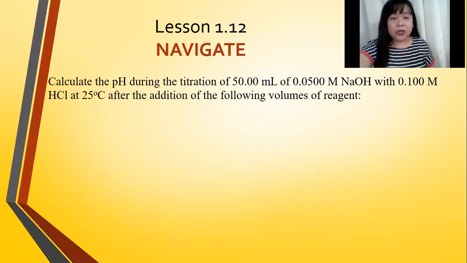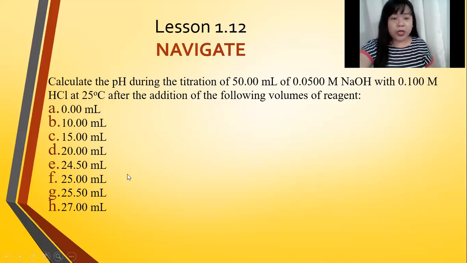So for the navigate part, you're asked to calculate the pH during the titration of 50 mL of 0.05 molar sodium hydroxide with 0.1 molar hydrochloric acid at 25 degrees Celsius after the addition of the following volumes of reagent. Here we are given different volumes of the reagent. You simply have to do the same process as what was described before. Letter A would correspond to before the addition of any titrant. That would mean that the pH is dependent on the analyte.